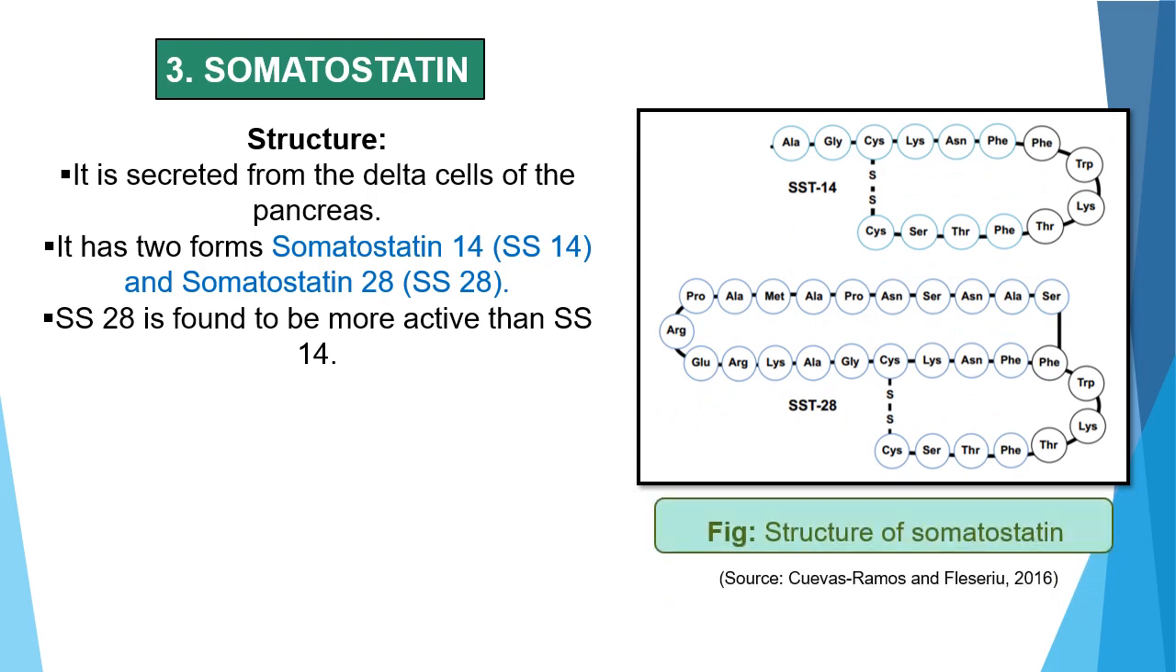Next comes somatostatin. Let me talk about its structure. Somatostatin is secreted from the delta cells of the pancreas. Somatostatin has two forms, somatostatin 14 and somatostatin 28. In the figure, you can see the two forms of somatostatin, that is somatostatin 14 and somatostatin 28. Somatostatin 28 is found to be more active than somatostatin 14.